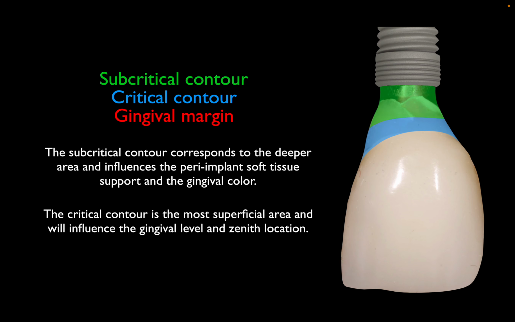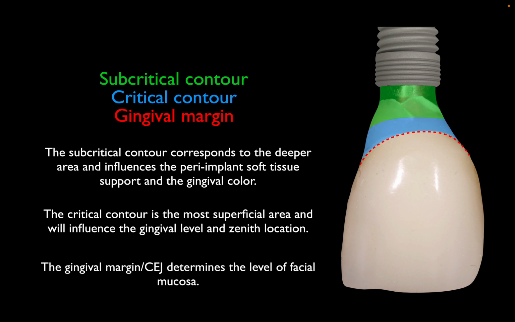The important area to look at is the critical contour in blue. This is the most superficial area, and it will ultimately influence our gingival levels as well as the zenith location. Because the tissue is keratinized, we can really push it around and get it to work to our advantage. Part of getting the proper height of the tooth is that we need to understand and replicate the CEJ, because this will determine and maintain the level of our facial mucosa. I'm going to go into that in a moment, okay?